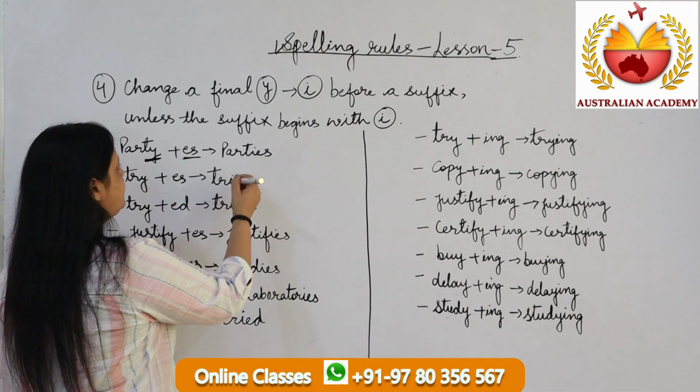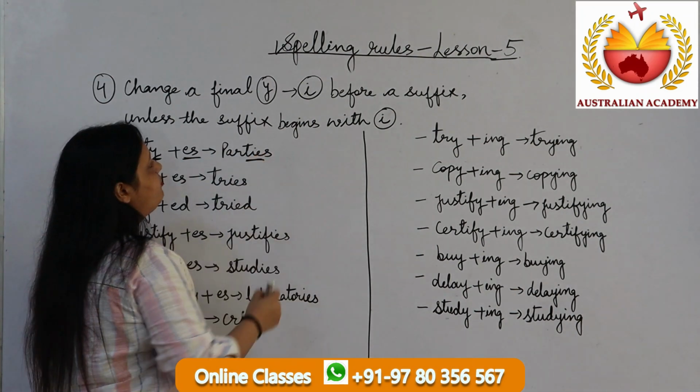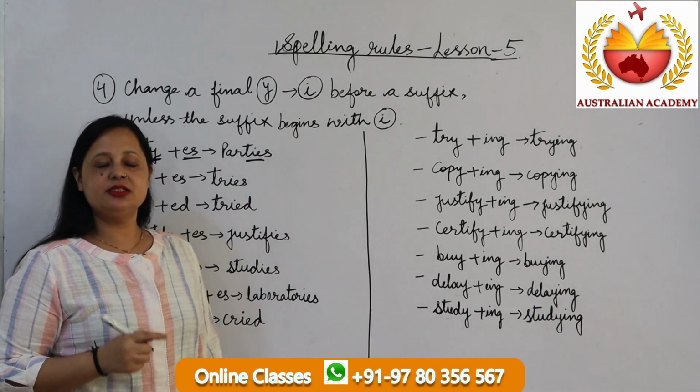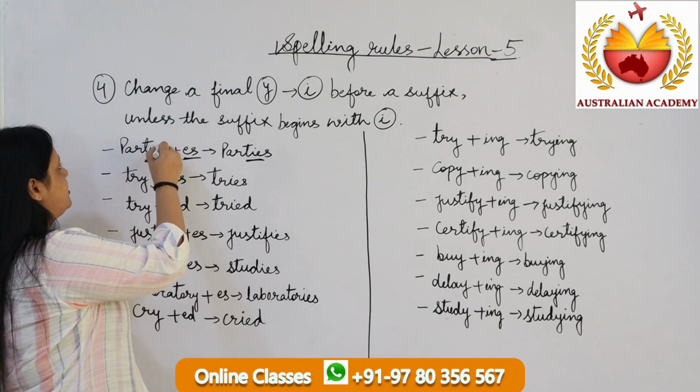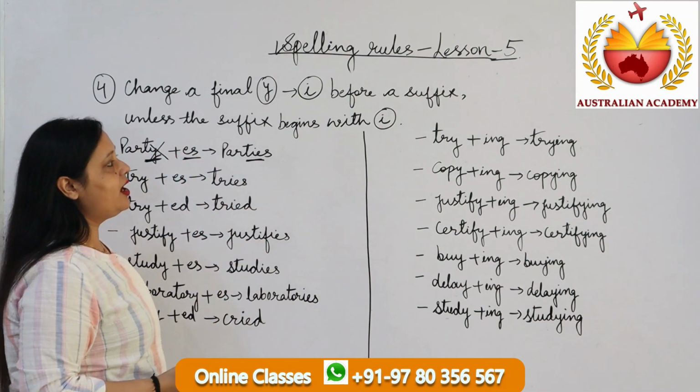So how are we going to write it? We will remove y and we will keep this i here. Instead of y, we will write i. So it becomes parties, P-A-R-T-I-E-S.